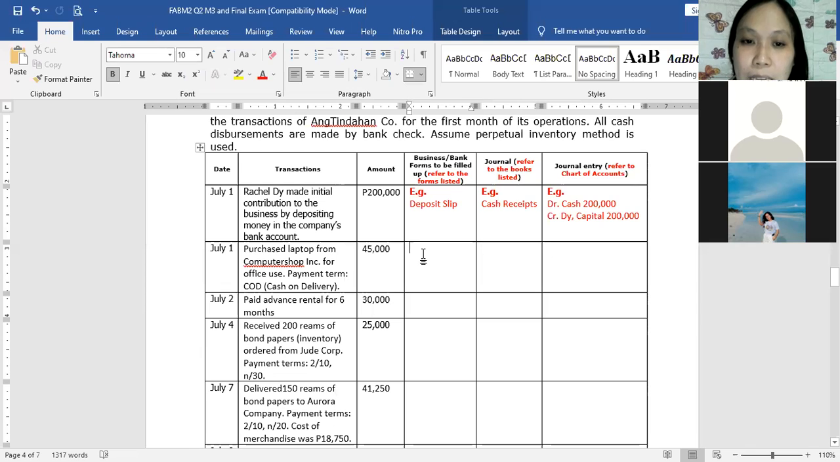So let me write it here. Here I have to prepare the PO, or purchase order. I will also prepare a check voucher. I will also prepare a check.